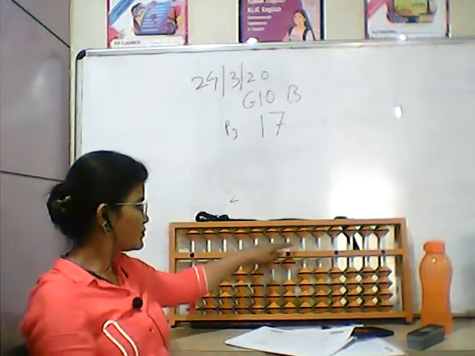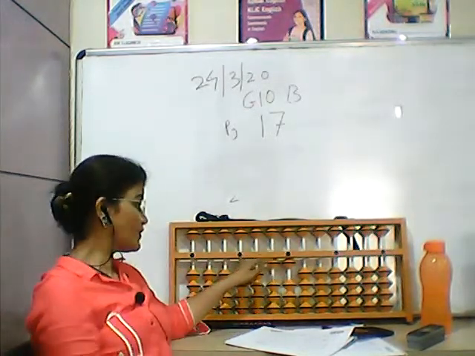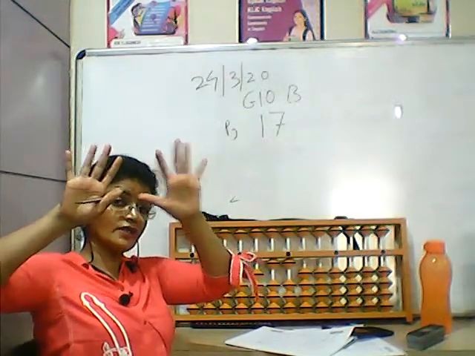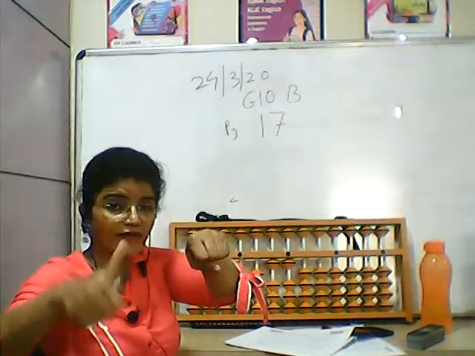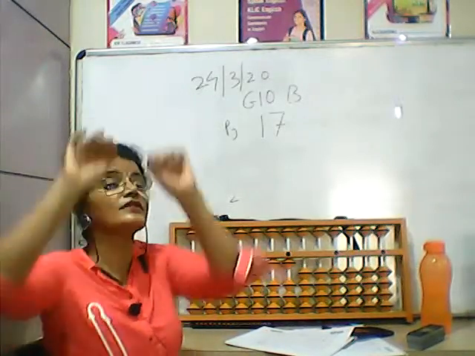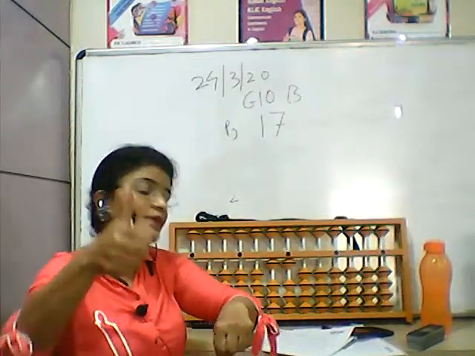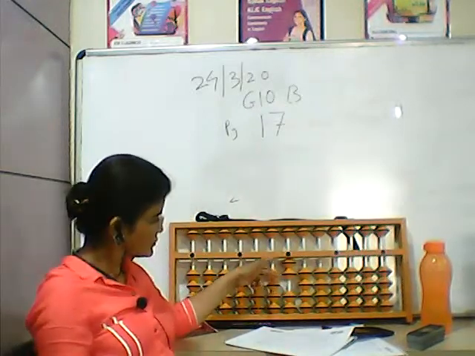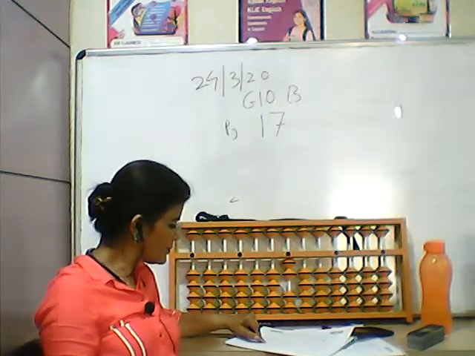Minus 9. Can you do minus 9 directly? No. Can you do minus 10? Yes. So show 10. Now minus 9. 9 ka friend plus 1. So minus 10 plus 1. The answer is 2.